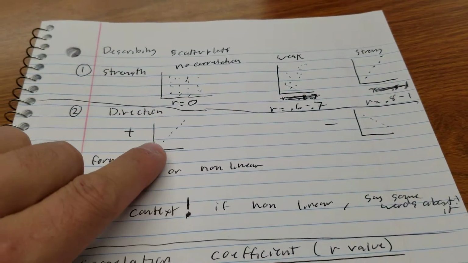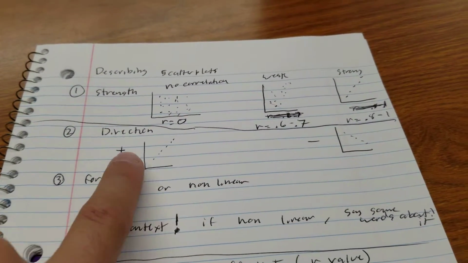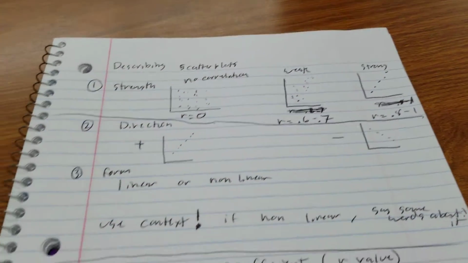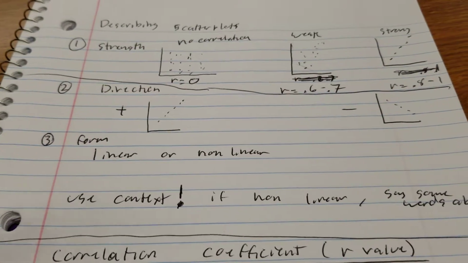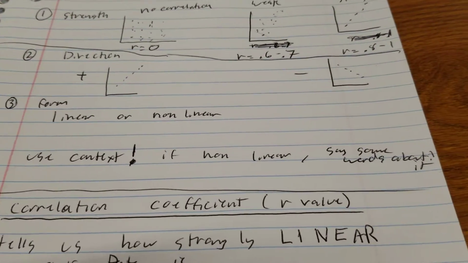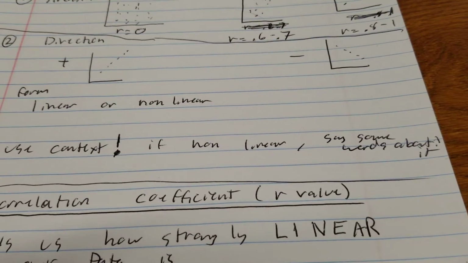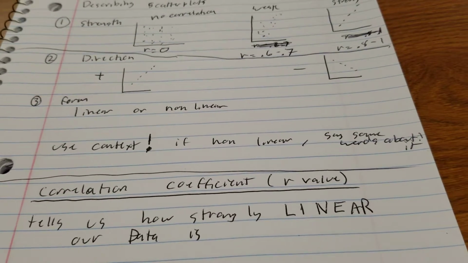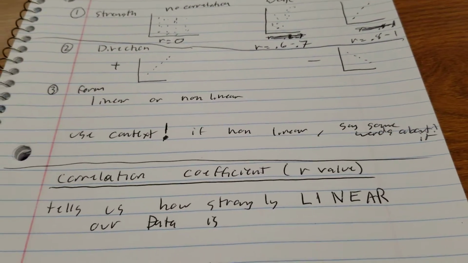Direction, positive and negative. Positive means as X is going up, Y is going up. Negative means as X is going up, Y goes down. You can say linear or nonlinear. Please use context. Tell me what X and Y are. And if you are talking about a nonlinear graph, just say some words about it. You can say it's nonlinear and then describe what's happening. Like, oh, it's going up higher at the later X's, or it started down and then it's going up, or something like that.